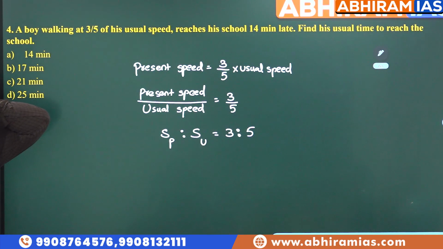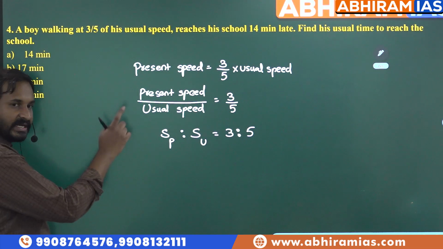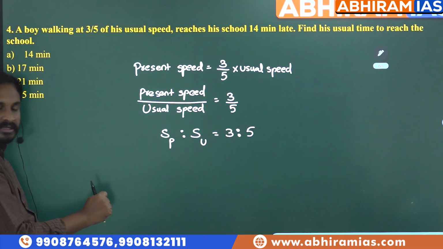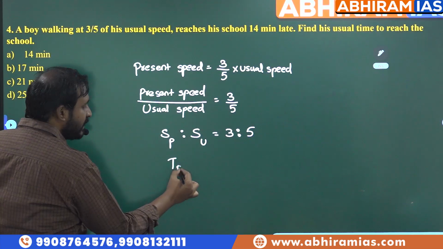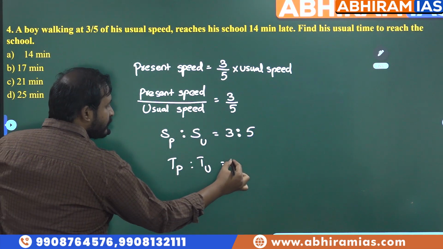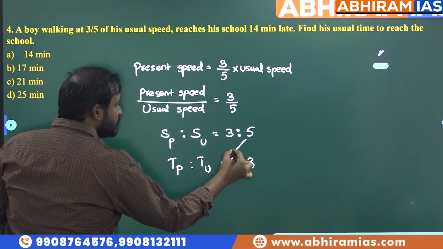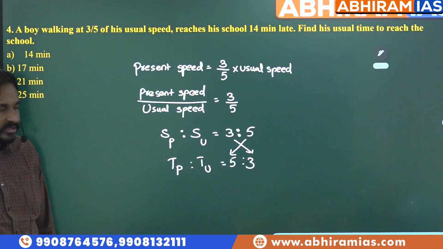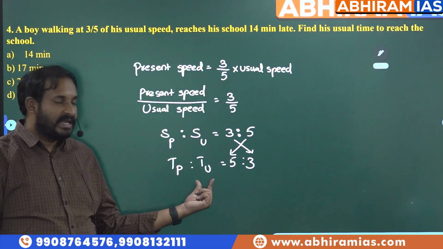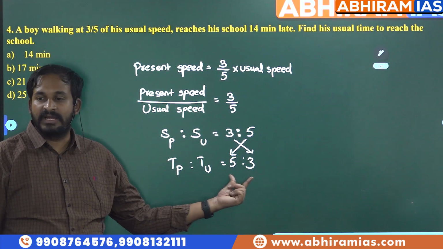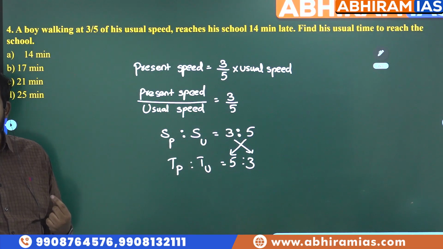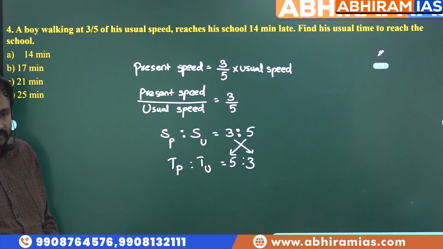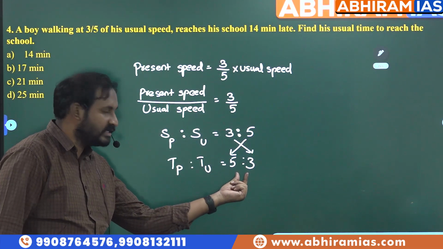Will the distance between his house and school change? It remains the same. So when distance is constant, we can take the help of speed and time relation, right? So now tell me what is his present time is to usual time? 5:3. Why? Because we know that time and speed are inversely related to each other. So his present time and usual time are in 5:3 ratio.